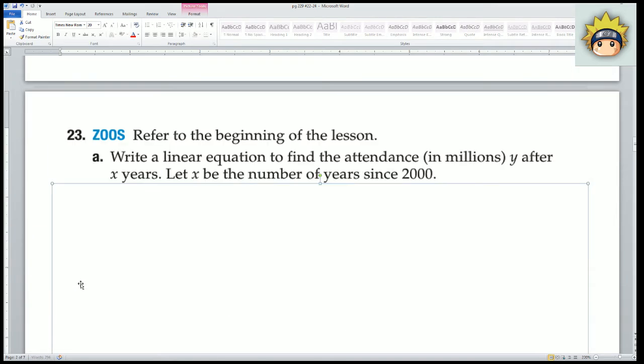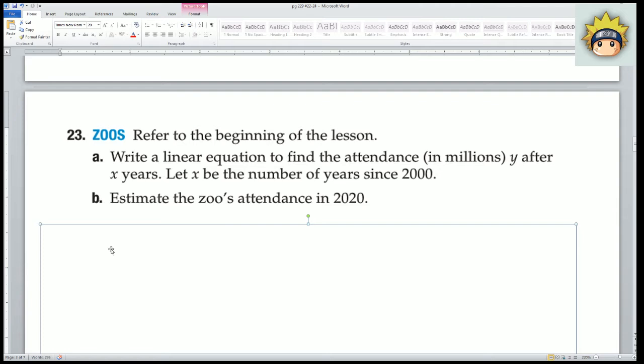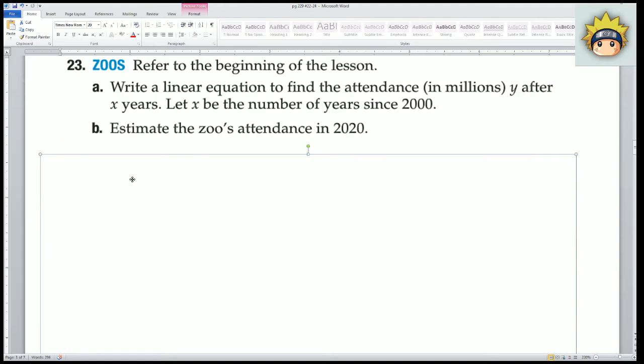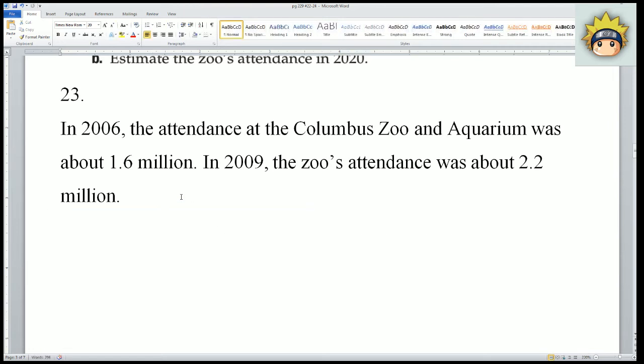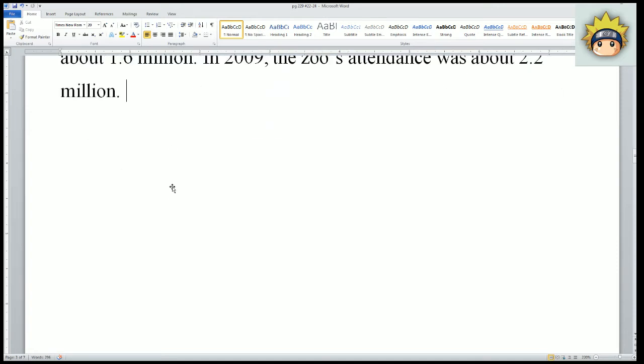Problem 23. The zoo refers to the beginning of the lesson. A. Write a linear equation to find the attendance in millions after x years, where x is the number of years since 2000. And B. Estimate the zoo attendance in the year 2020. I didn't talk about the beginning of the lesson, so let me give you the context. In 2006, the attendance at the Columbus Zoo and Aquarium was about 1.6 million. In 2009, the zoo's attendance was 2.2 million.